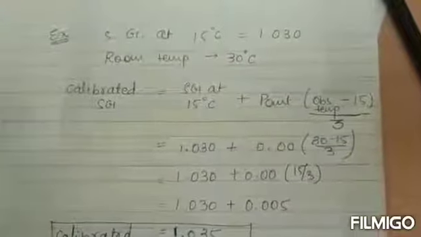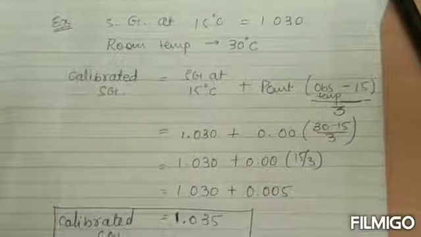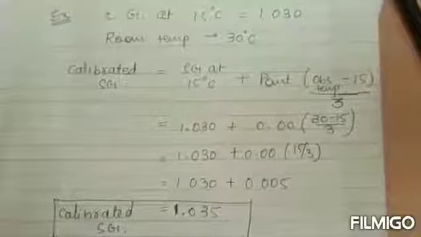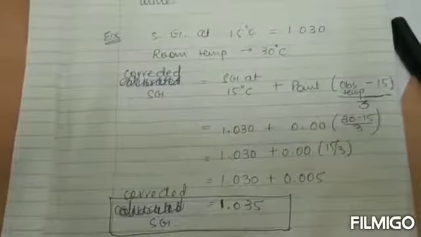For example, the specific gravity at 15 degrees is 1.030 and the room temperature is 30. So how do we correct the calibrated specific gravity? For the corrected specific gravity, we calculate the specific gravity at 15 degrees plus the observed temperature minus 15, upon 3. So the observed temperature 30 minus 15 upon 3 is 0.005. So the corrected specific gravity is 1.035.